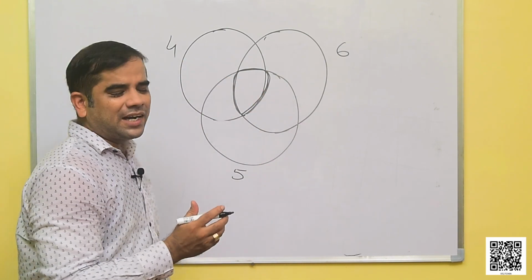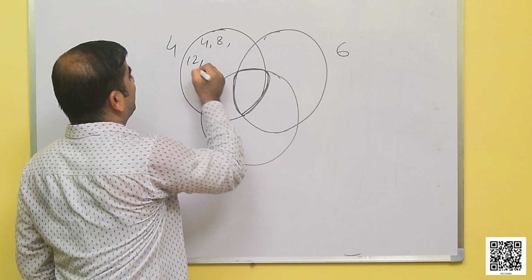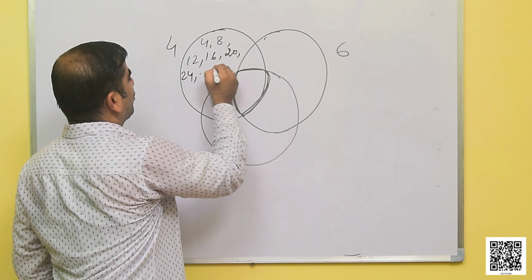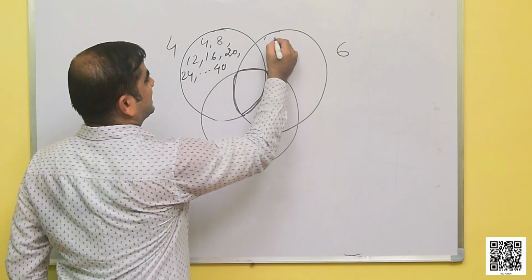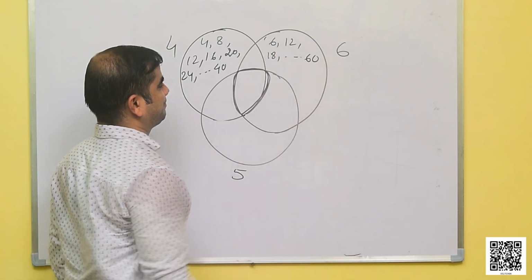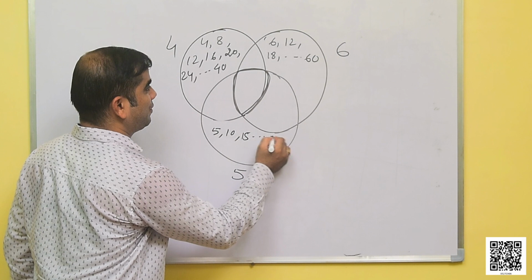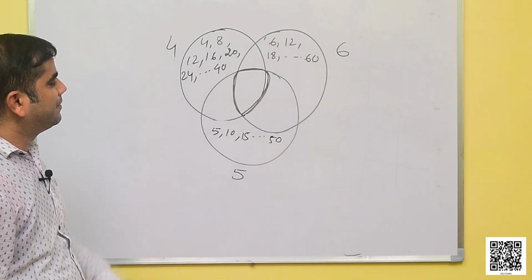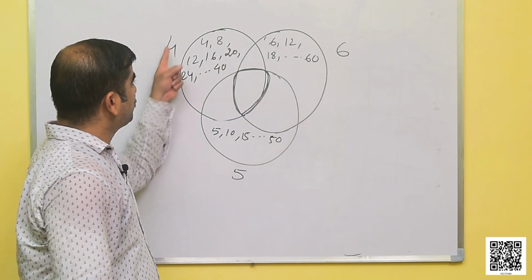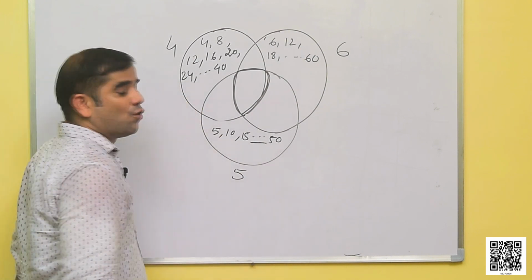Okay. So what are there in the 4 table? 4, 8, 12, 16, 20, 24 and so on up to 40. Here 6, 12, 18, up to 60. Here 5, 10, 15 and so on up to 50. Can you find any number which lies in 4, 6 and 5? No. We don't have any number like this, as we are leaving some numbers over here.